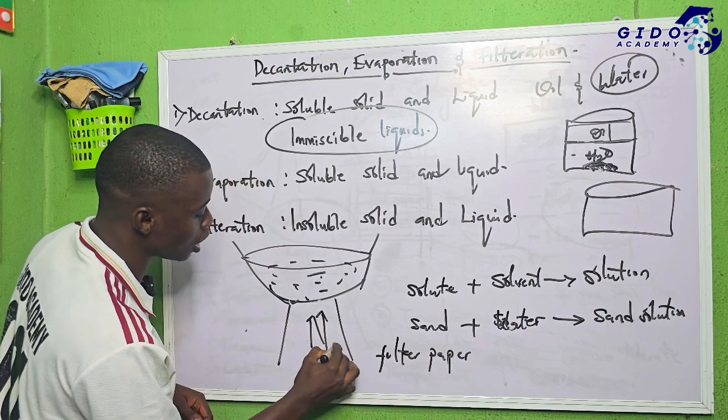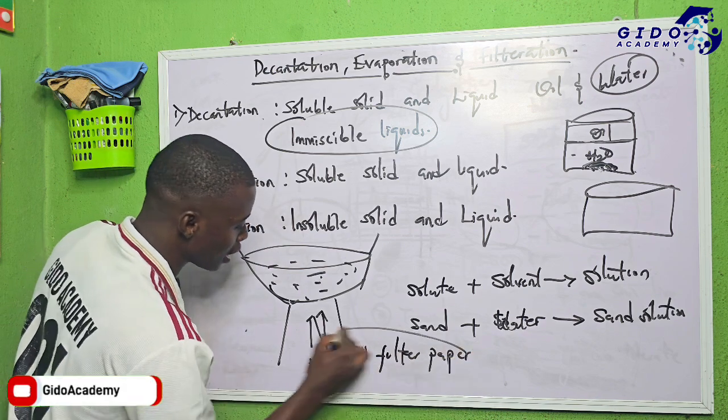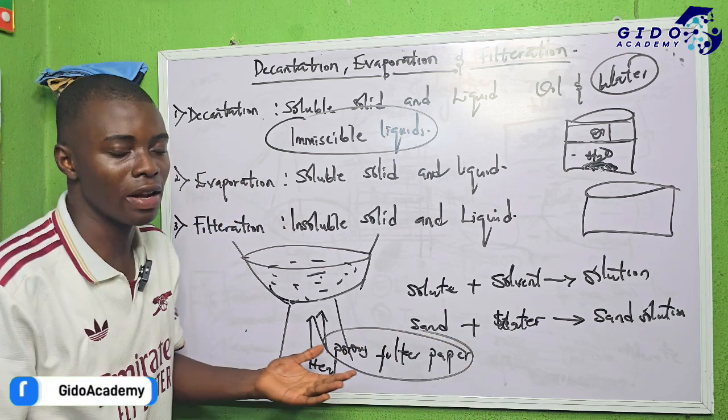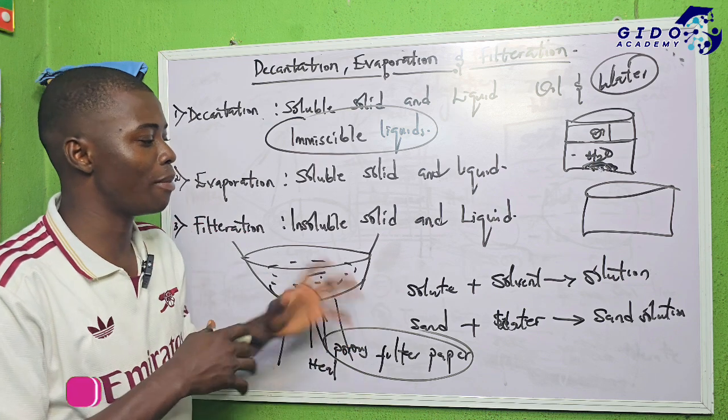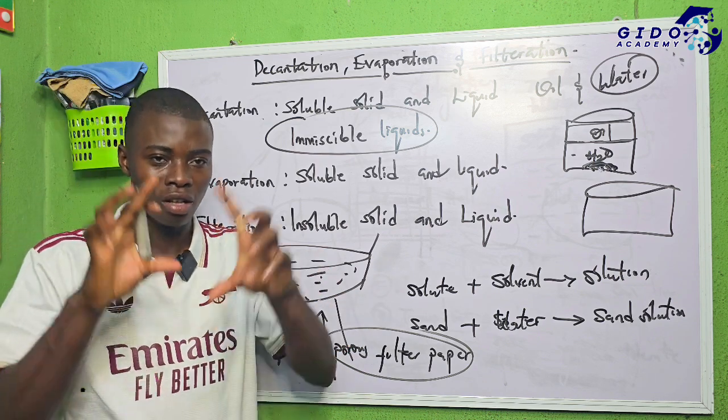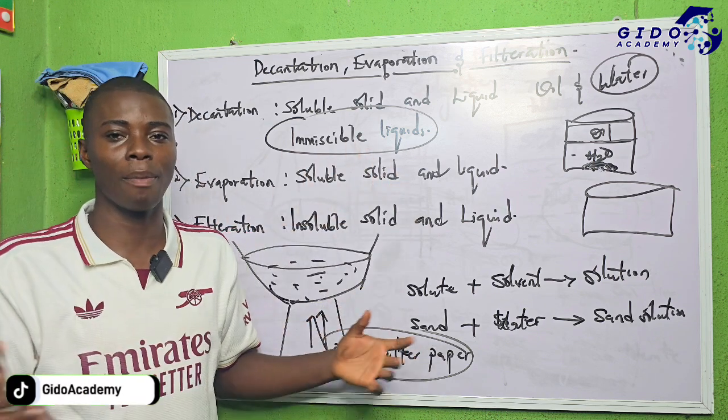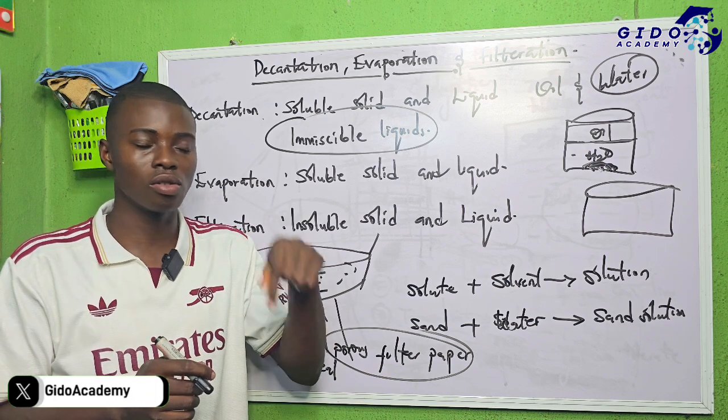Some people will always call it porous filter paper. Now, the filter paper is like a paper. I believe that most of us have seen a filter paper. Assuming I was in my lab, I would have shown you what a filter paper looks like. I'm going to create a video on chemical apparatus, so please stay tuned to that video.